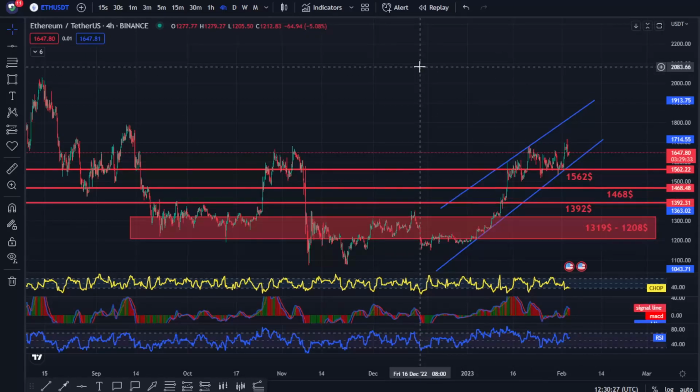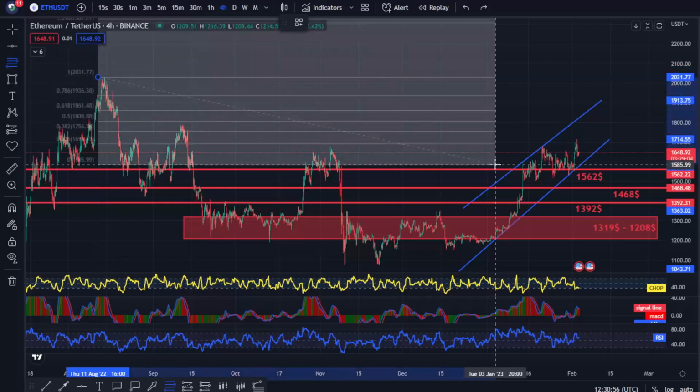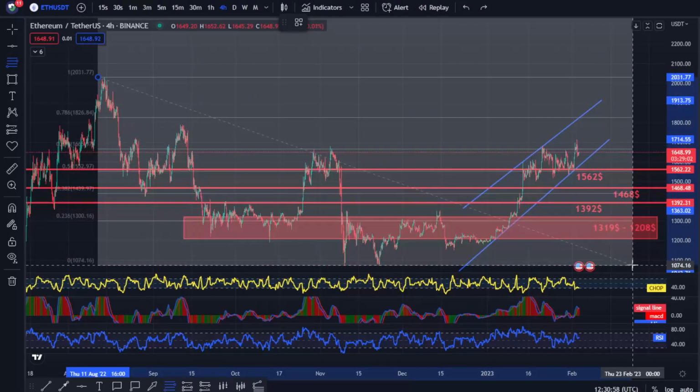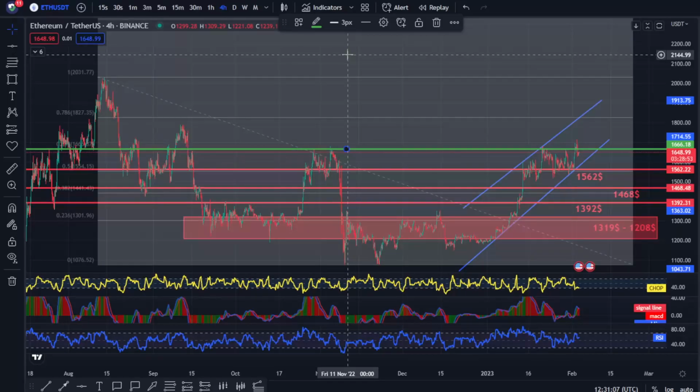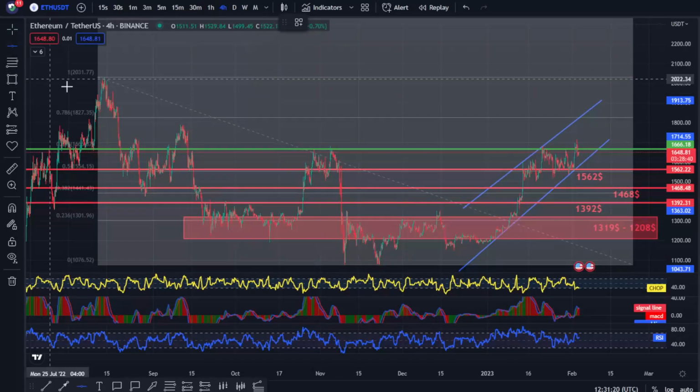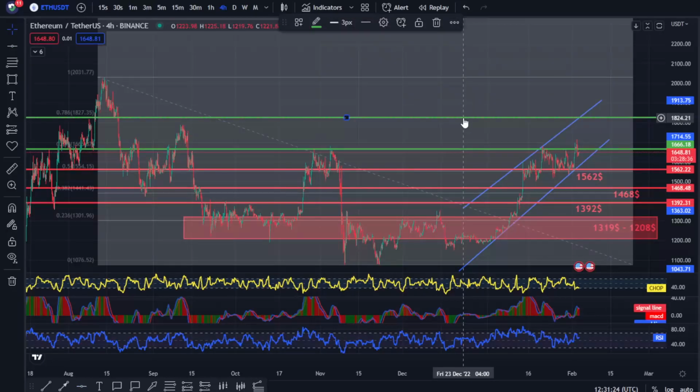Looking the other way, we can also mark the places where the price should encounter resistance on the way to increases. And here we have the first very strong resistance at the price of $1,666, which is the so-called golden point of 0.618 fib. The next resistance is at the price of $1,827, and then the third resistance at the price of $2,032.